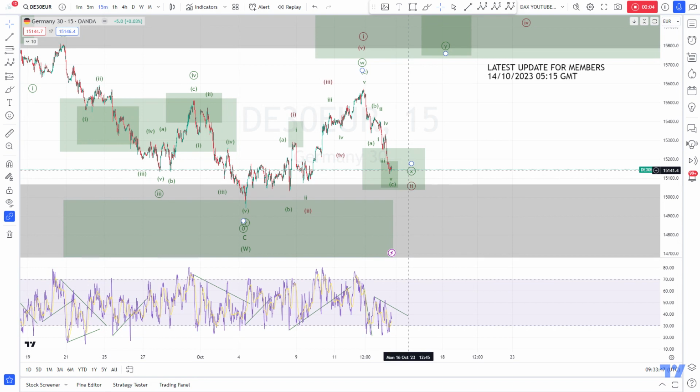Today is Saturday, October 14th. Time is around 9:30 GMT, and we will have a look at the DAX futures on the Oanda platform.